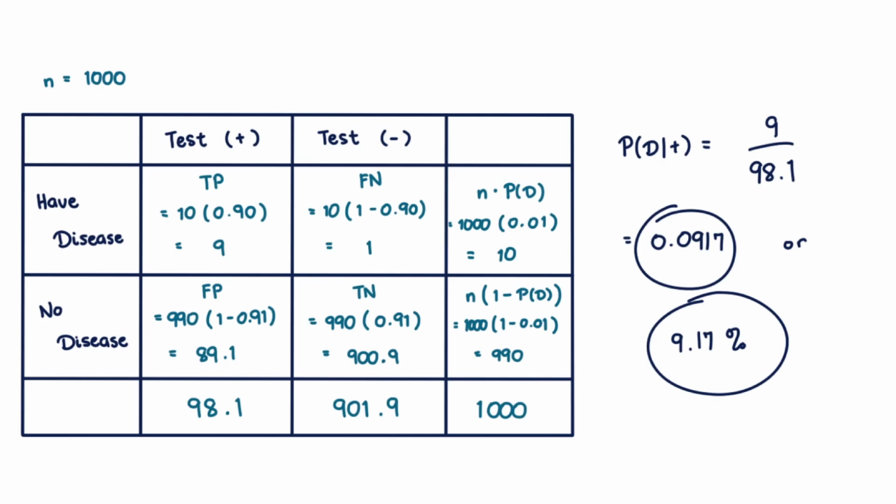Bayes' theorem, I think, would be good to use if you want to do quick calculations. And you may check your answers by making a table like this. So it's like a shortcut, in my opinion.